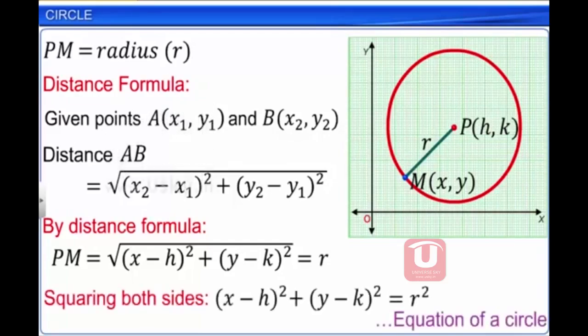Squaring both sides, we get the equation representing a circle in a coordinate plane. In this expression, h and k represent the coordinates of the center of the circle and r represents its radius.